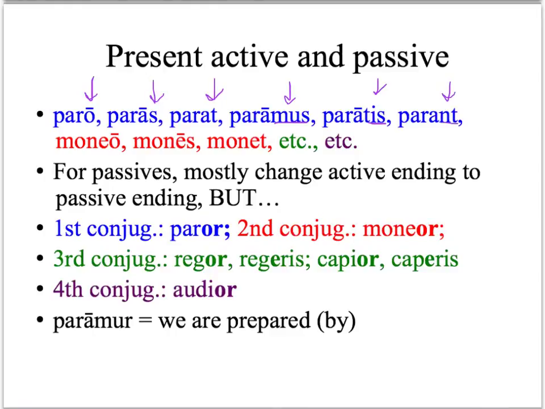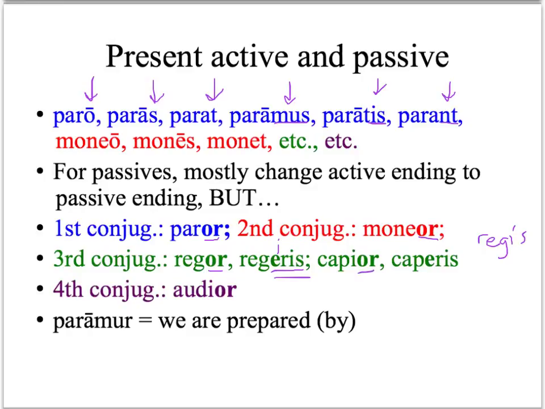So if the first person singular passive is the letter R, we're still going to hang on to that O. So paror, I am prepared. Second conjugation, same thing. You're going to hold on to the O along with the R. Moneor, I am warned. Same thing in third conjugation. Regor, I am ruled. Second person singular, you would normally expect an I here because the second person singular active is regis, but in fact the ending is eris, not iris.